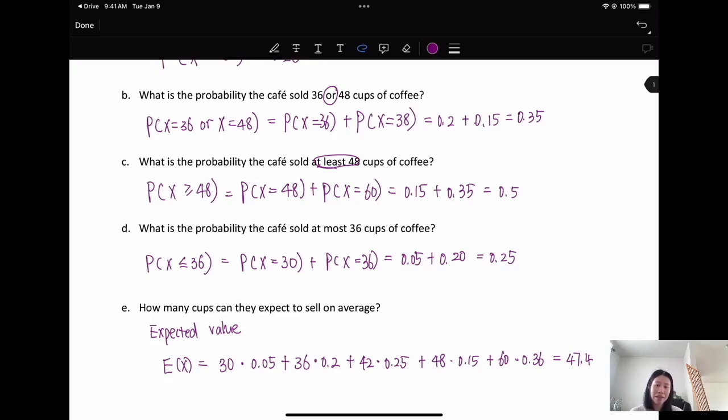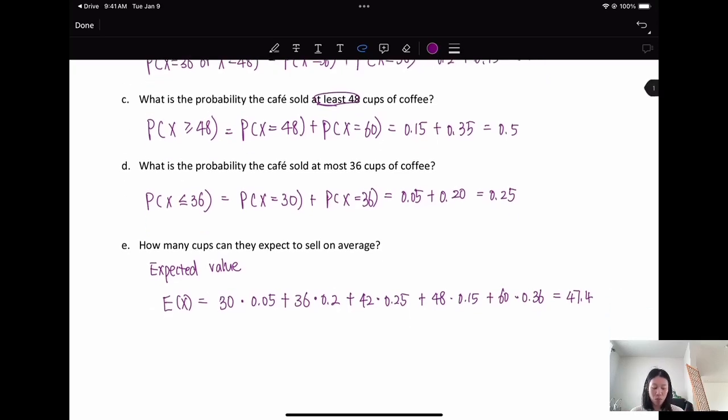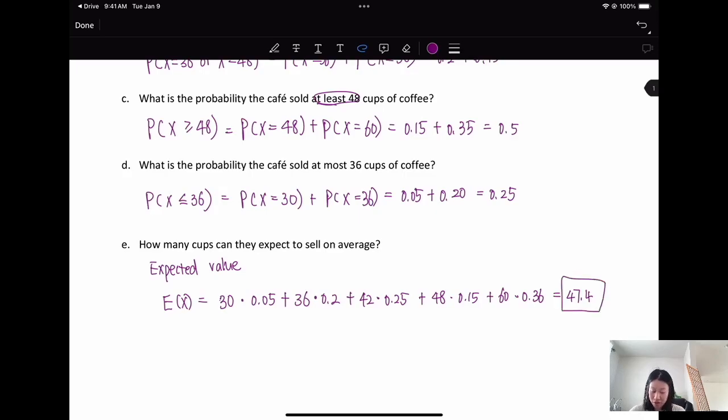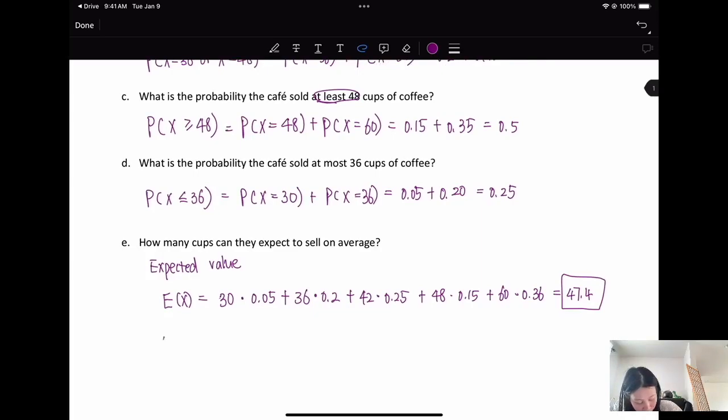But remember that statistics is very applied math, so we want to apply this to a real life scenario. When we answer these questions, you can't just say this is going to sell 47.4 cups. That doesn't make sense, right? No one understands what selling 0.4 of a cup means. So when it comes to this answer, we need to round it down or round it up. Since this one is less than 0.5, we need to round down. So 47 cups can they expect to sell on average.